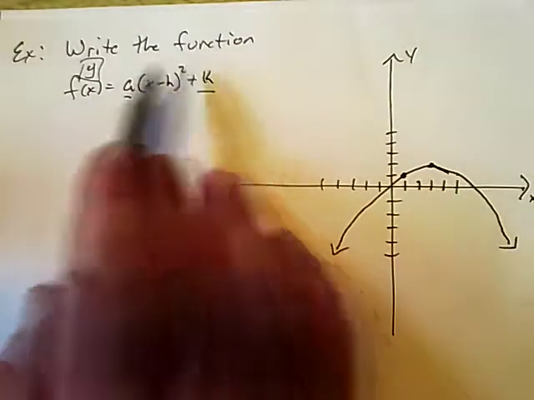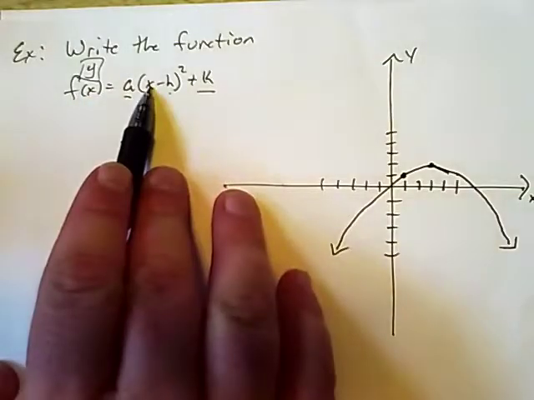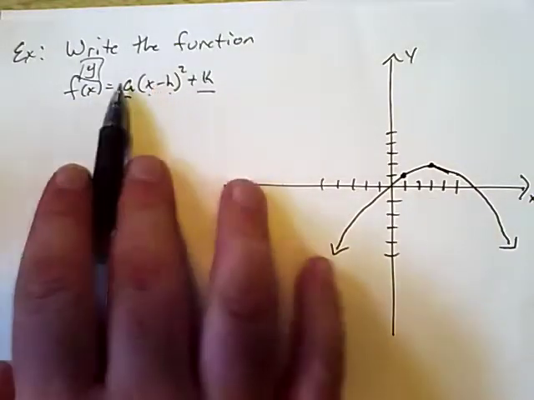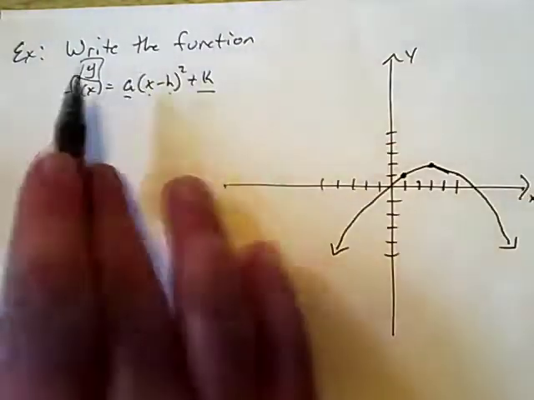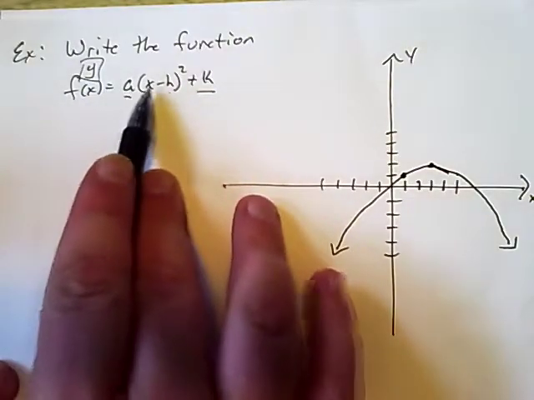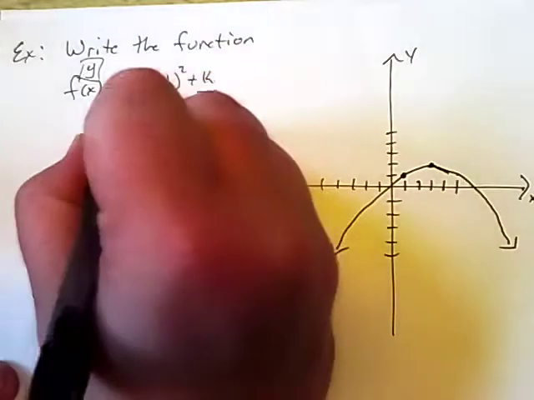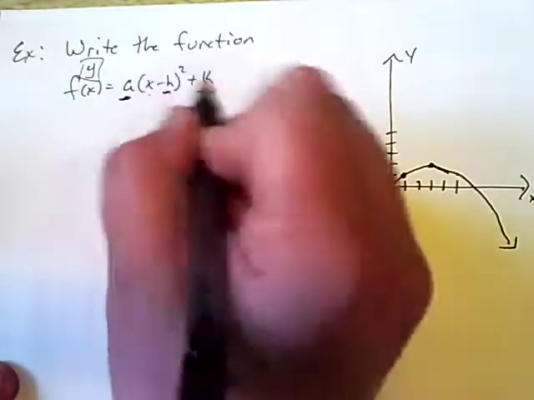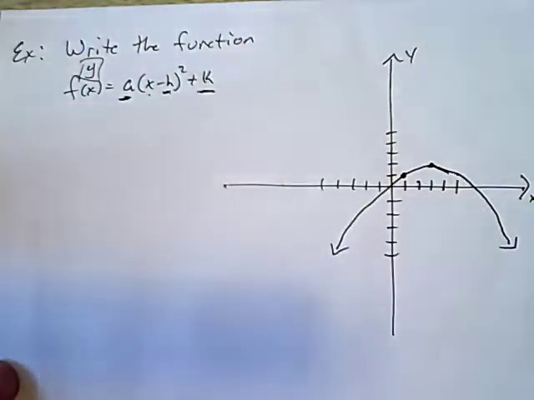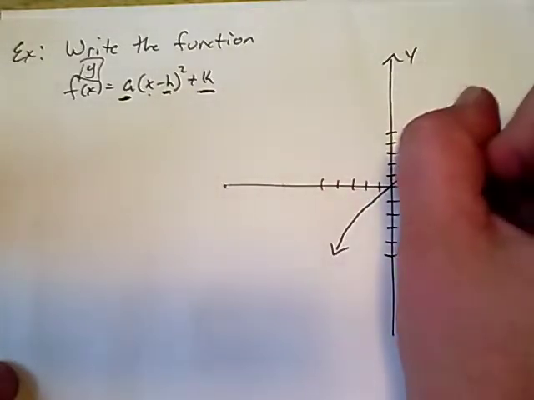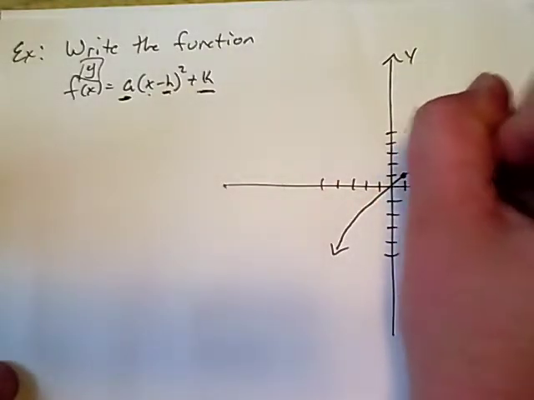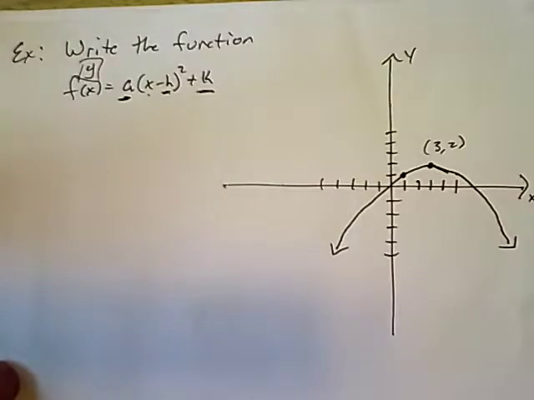In general, when I write my function f of x, I don't need to worry about f and x. Those aren't numbers. It's always going to be f of x equals something in terms of x. So what I really need to focus my attention on is a, h, and k. I need to find a, h, and k. All right, so what's really nice is that h and k are my vertex. Well, here's my vertex, and that's the point 3, 2.